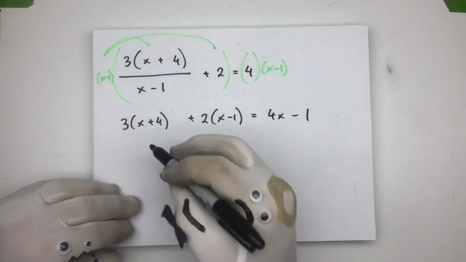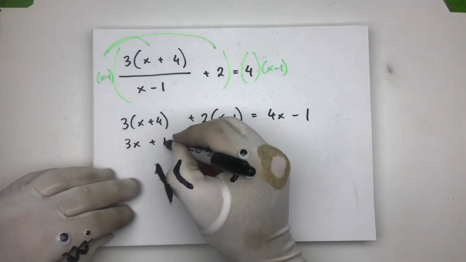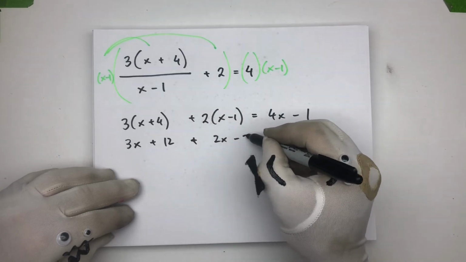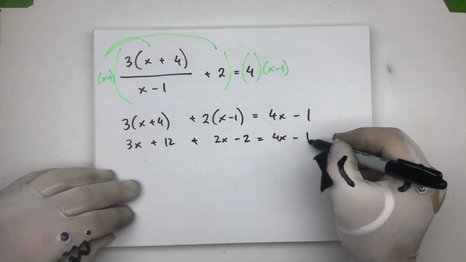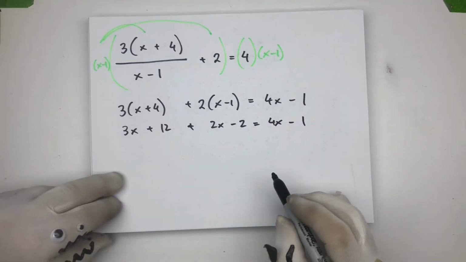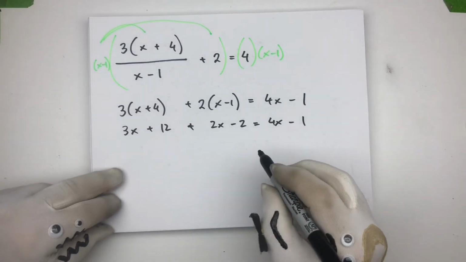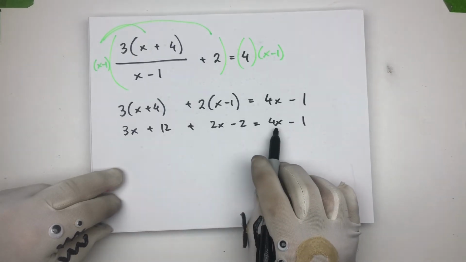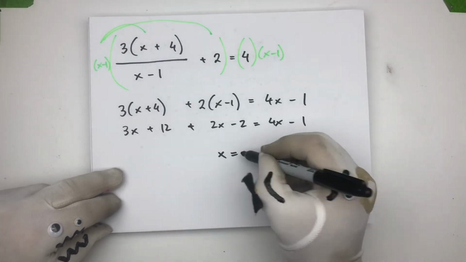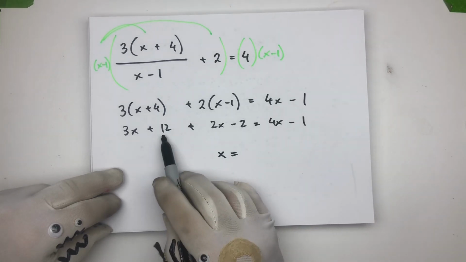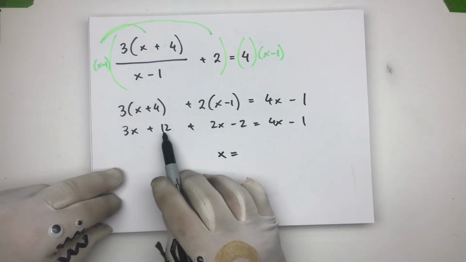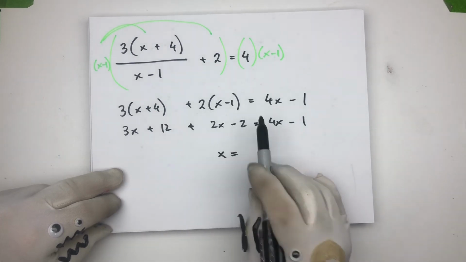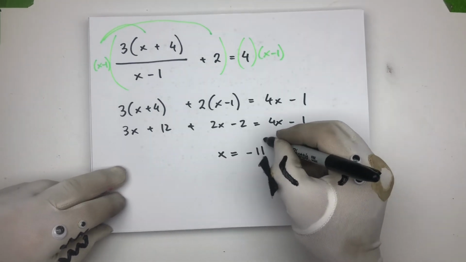And now I'm going to expand again, so I'm going to get 3x plus 12 plus 2x minus 2 equals 4x minus 1. Okay, now I'm going to bring all the x's to one side and bring everything else on the other side. So I'm going to get 3x plus 2x is 5x minus the 4x. So I'm going to get x. That's fantastic. And then we're going to have minus 12 plus 2. So minus 12 minus 2 is minus 10. Minus the 10, I'm going to get minus 11.